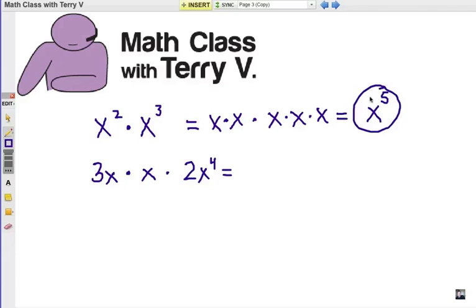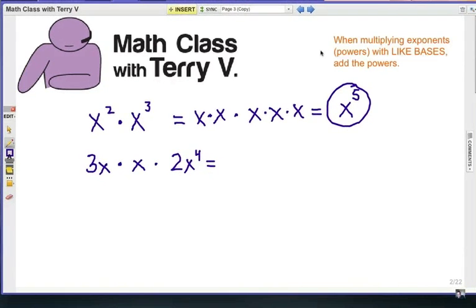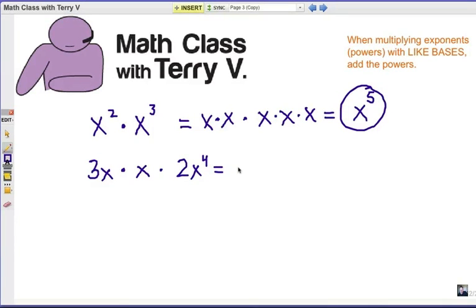Okay? So the rule is when we are multiplying like bases, that's an x and that's an x, we take the exponents and we actually add them together. We're just counting how many x's are being multiplied. So here it is stated a little more mathematically. When multiplying exponents or powers with like bases, you add the powers. Okay, that's what we did. X squared times x to the third is x to the fifth. All right, let's look at this next example.